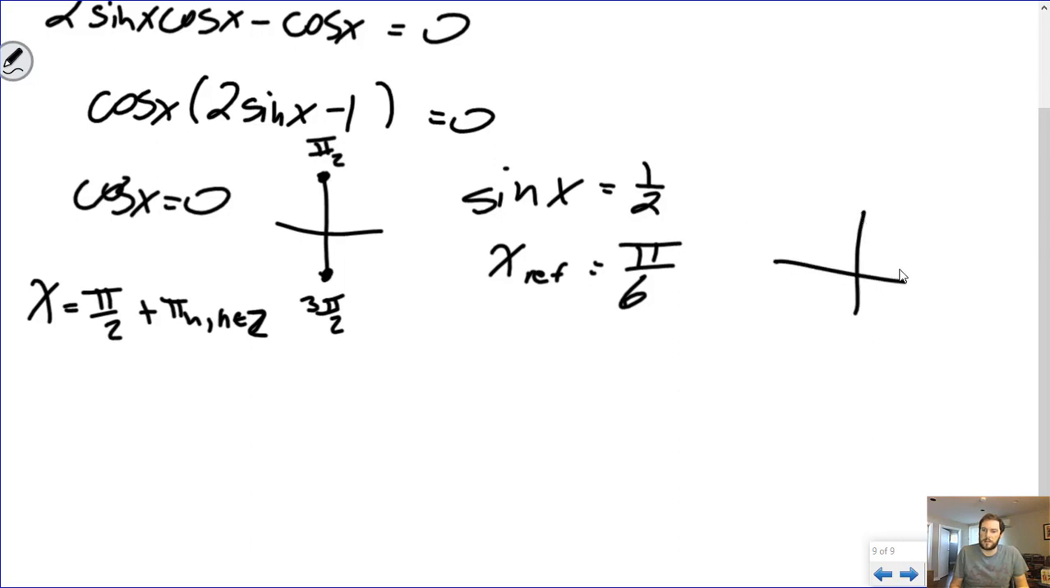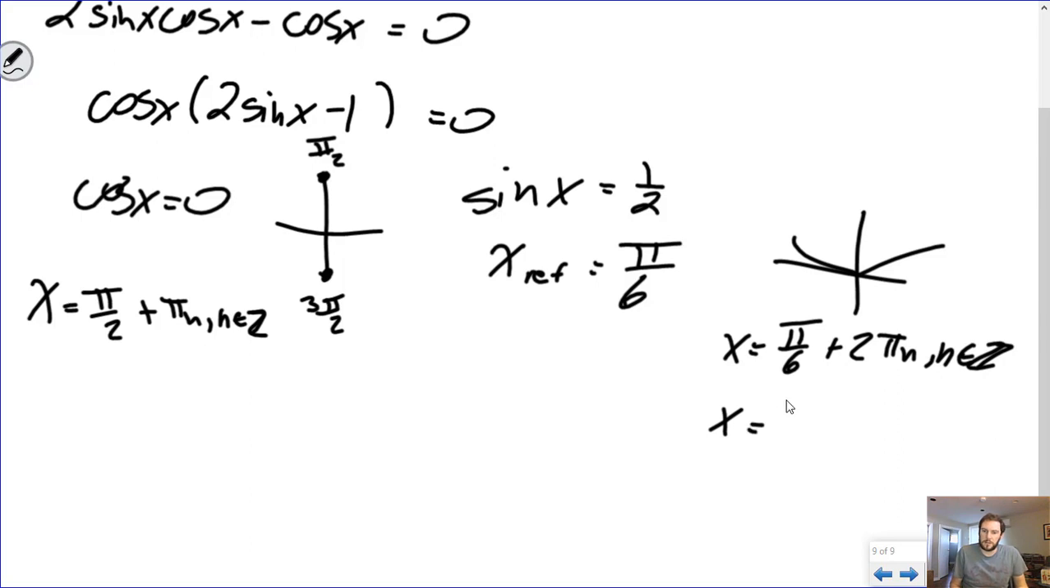So where is sine positive? It's positive here, and it's positive in the second quadrant. So I get two answers. x is equal to pi over 6 plus 2 pi n, where n is an element of the integers. And I get a second answer at x is equal to 5 pi over 6 plus 2 pi n, where n is an element of the integers.